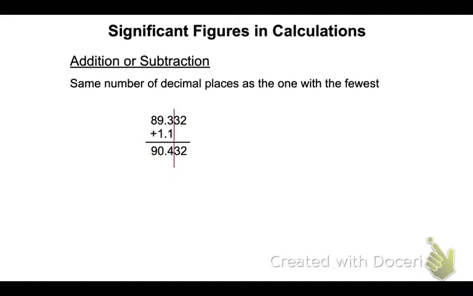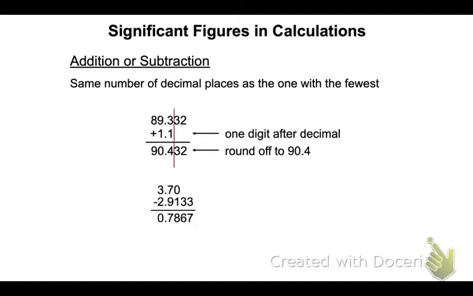Now let's look at this subtraction. Again, the first number has 2 decimal places. The second number has 4 decimal places. Your calculator will give you 0.7867. All you care about is the decimal places. That's all you care about.